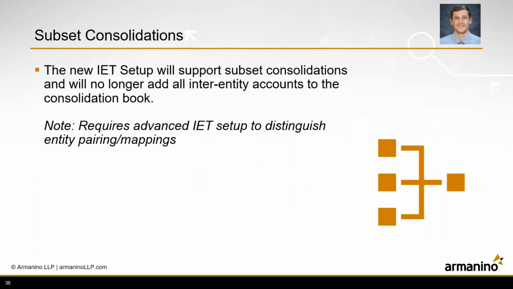And then finally, in inter-entity, we have subset consolidation. So the new IET setup will support subset consolidations and is no longer going to add all of your inter-entity accounts to that consolidation book. So kind of previously how this worked is that all inter-entity accounts would be selected. Now you're only going to have accounts associated with your entity pairings that are selected for your eliminations, with the option to include others as needed or as seen fit. So cool new functionality there.